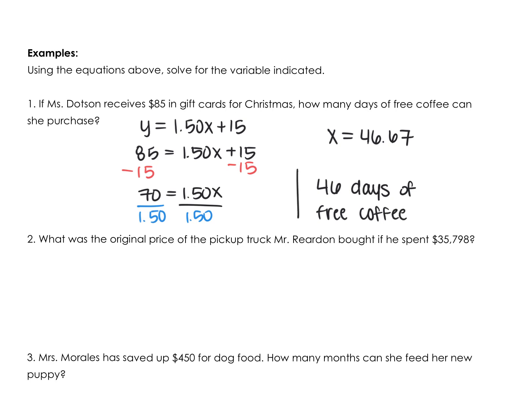Now, obviously, this is assuming Miss Dotson has 1 cup of coffee a day. So our days of free coffee is basically the same thing as how many cups of free coffee she can get, because we are assuming that Miss Dotson only has 1 cup of coffee a day.